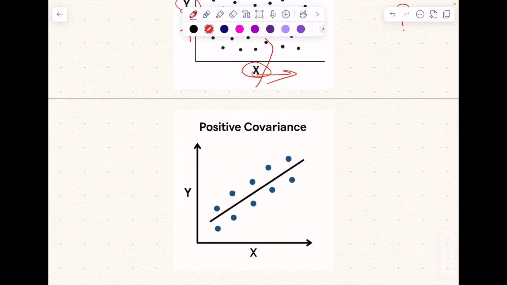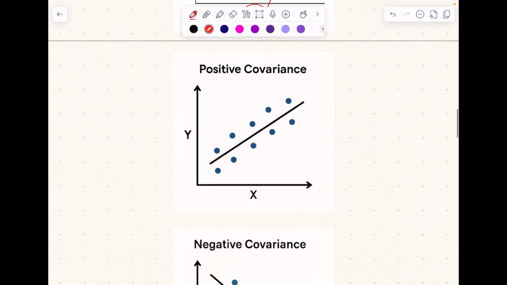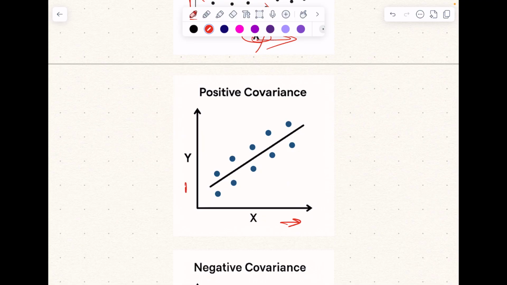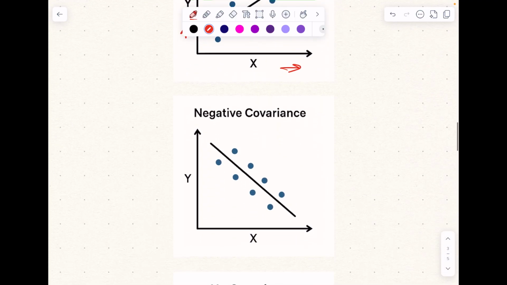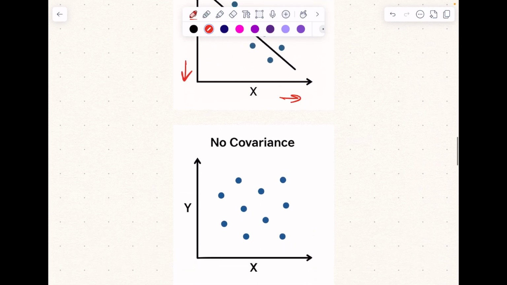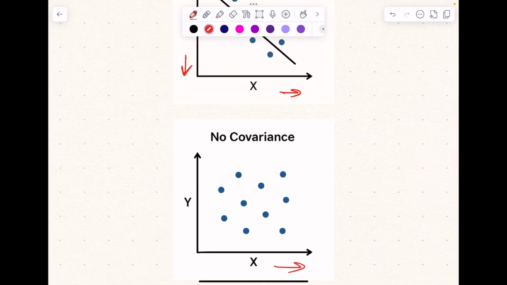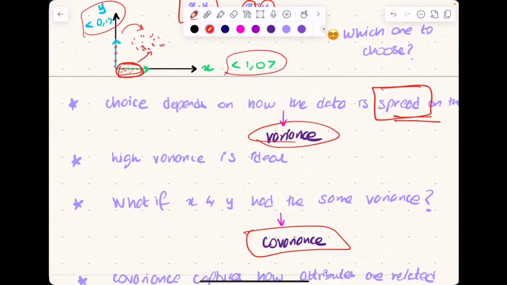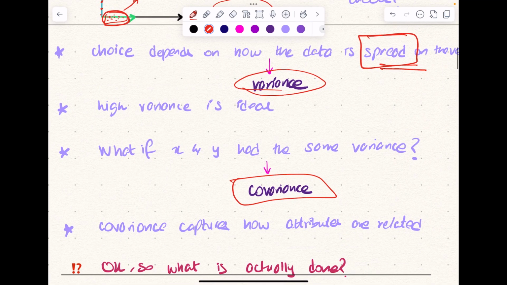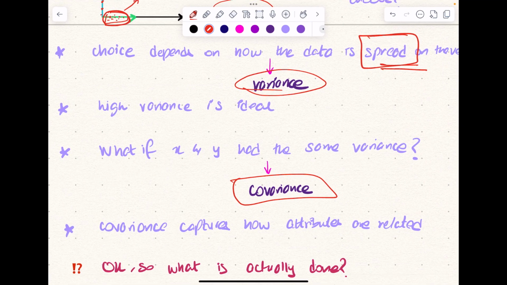But here I can consider the direction in which there's a relationship between my variables. So here in this plot, we can see as x increases, y also increases, so this is positive covariance. Here x increases but y decreases, so that's negative covariance. And here increasing x seems to have no proper effect on y, so we say that there's no covariance. So we try to model the relationship in terms of covariance because it helps capture the relationship between the attributes.